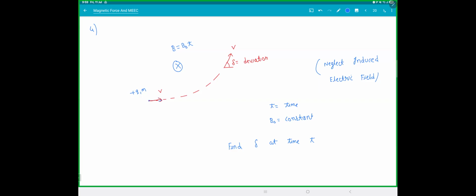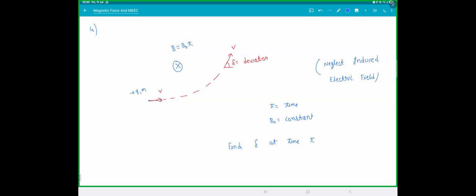Velocity is constant. So what will you do with that? And there is a magnetic force. It is not pointing towards any particular point. It is changing direction. So think. Take a minute. How will you think?